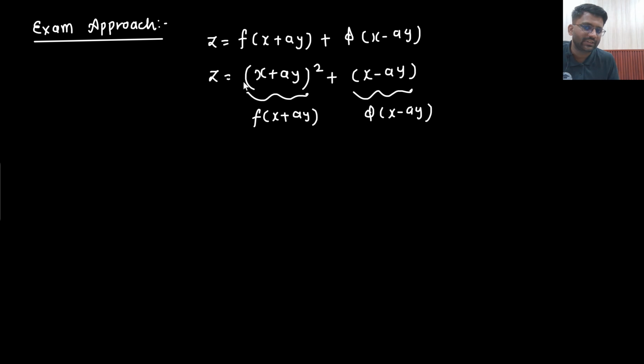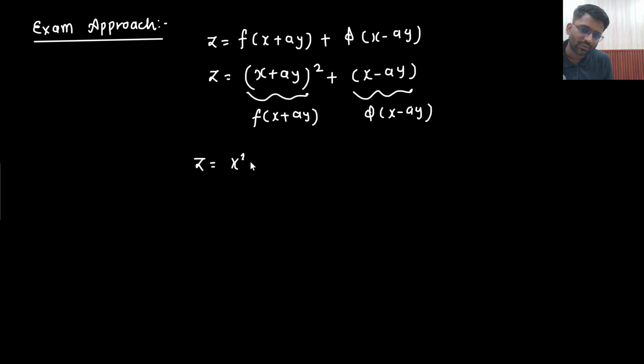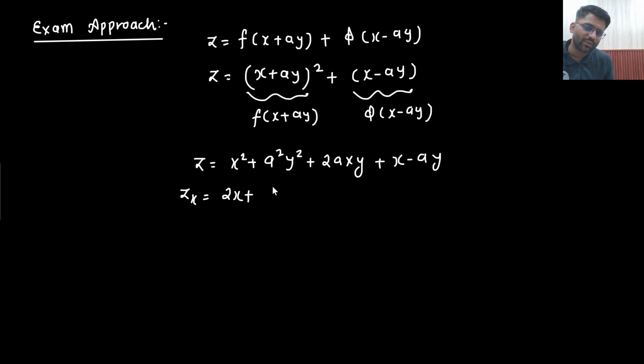Yes, if this is a function, then I can proceed with my calculation. For this assumed function, I need to find zx. Can I find zx? Yes sir, you differentiate with respect to x, or you can open it up. z is coming out to be x square plus a square y square plus 2axy plus x minus ay. Now let's find zx. zx is 2x, the constant is gone, plus 2ay, plus the differentiation of x, which is 1.